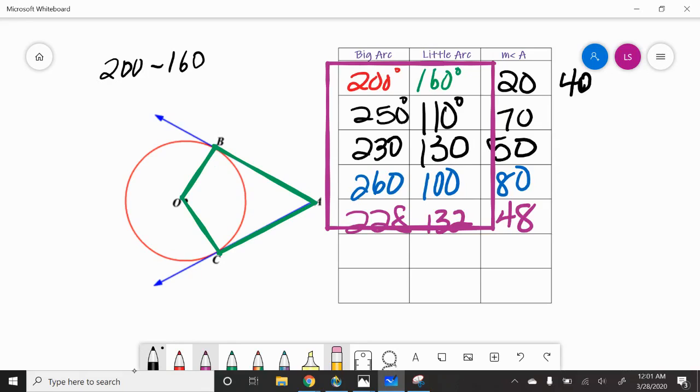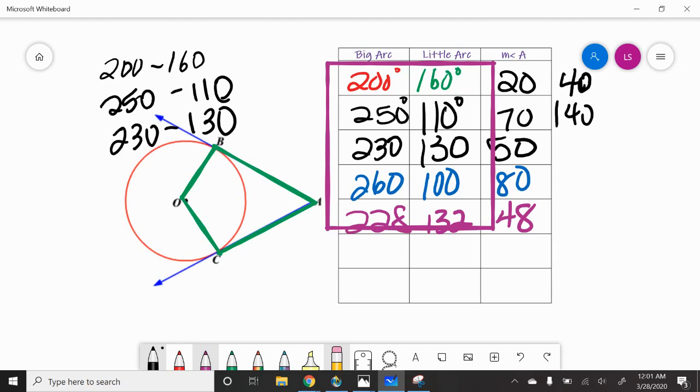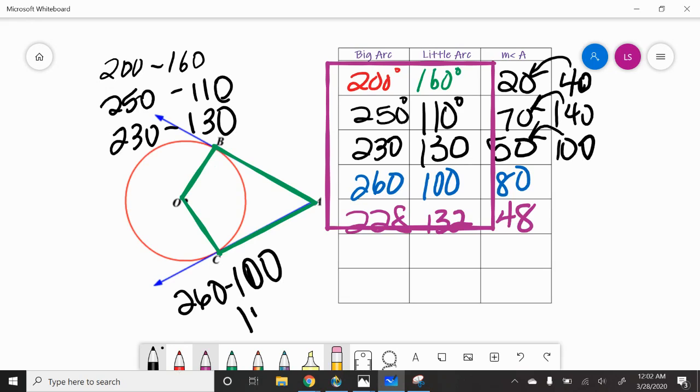Okay. And the difference between 250 and 110 is 140. And the difference between 230 and 130 is 100. Are you guys starting to see a pattern between these numbers here? The difference between 260 and 100 is 160. The difference between 228 and 132 is 96.